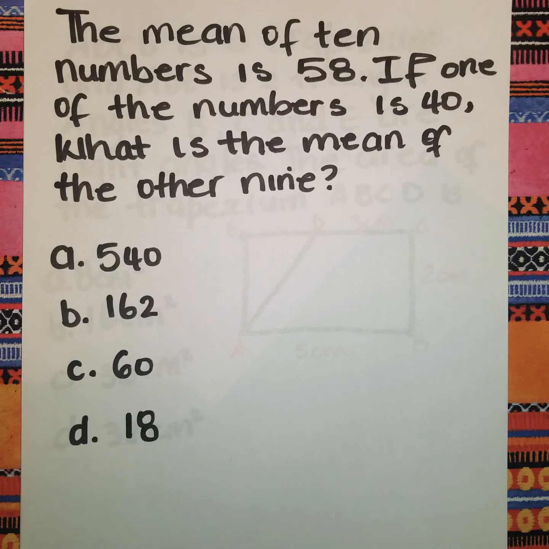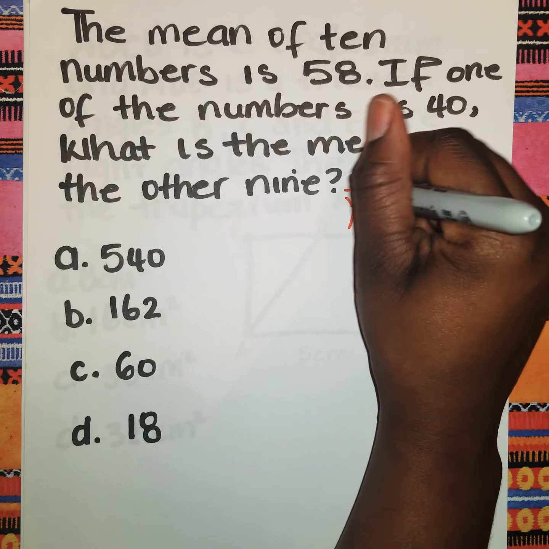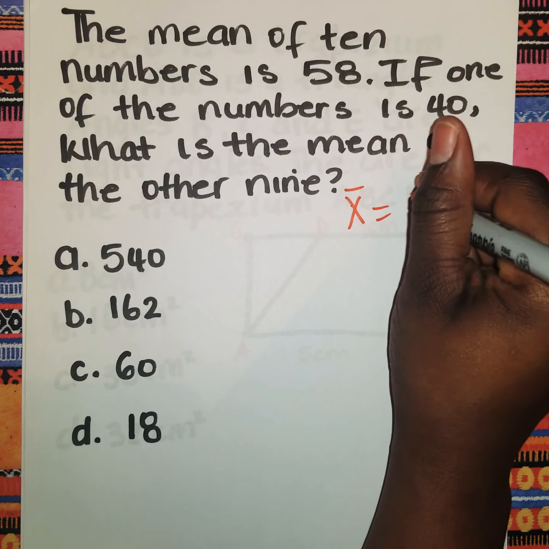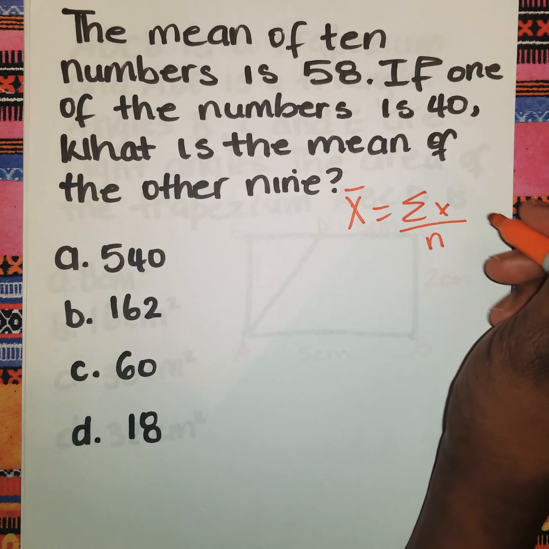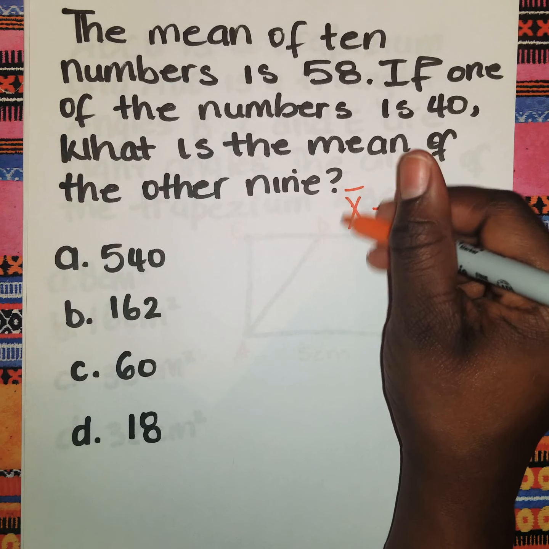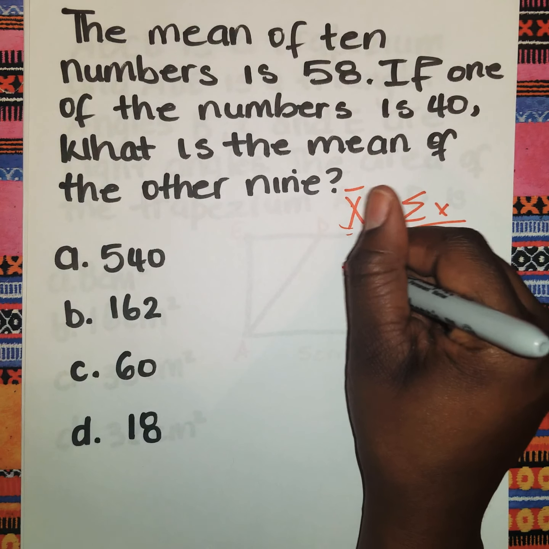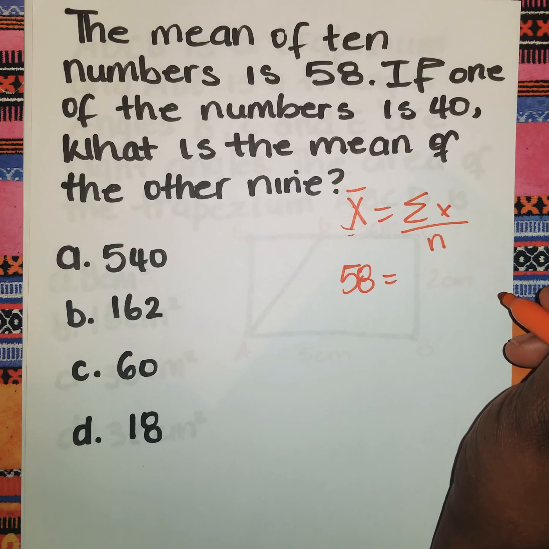But let's get right into this question. So the first one comes to us from probability. It says the mean of 10 numbers is 58. If one of the numbers is 40, what is the mean of the other 9? So guys, from this we know that mean is x bar, right? X bar is equal to the sum of all the x values all over the number of items in it. And if they say the mean is 58, that means x bar here is 58.